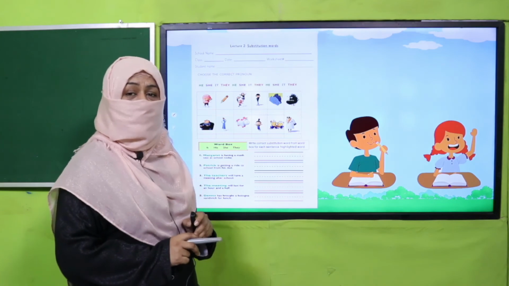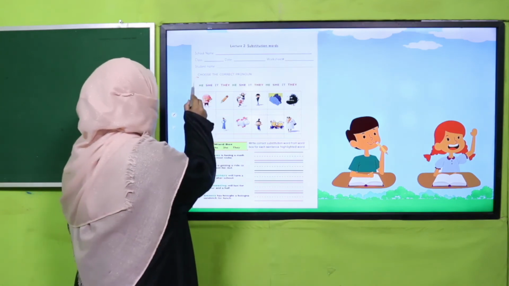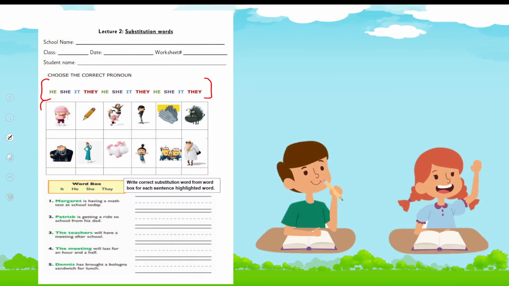And my dear students, what you are going to do? Here are substitution words given in a list. So you have to use the correct substitution word according to the pictures, and likewise you have to replace the naming words with substitution words. So this is your task.